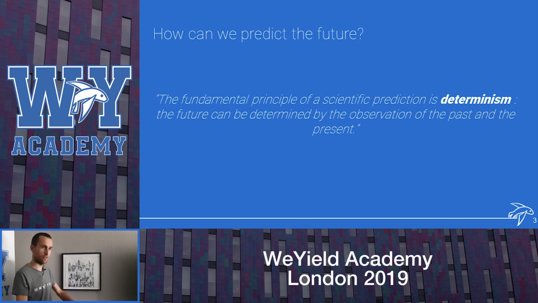The fundamental principle of a scientific approach for a prediction is determinism. It means that the future can be determined by observation of the past and of the present. That means we want to look at the past and the present and search for laws that can determine the future and make a scientific prediction. If we try to make a prediction without observation of past or present events, that's fortune telling, divination, you call it as you want, but that's not scientific at all.